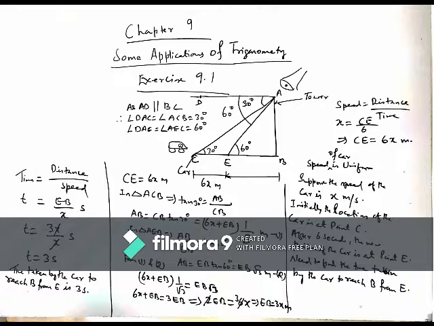Let us go for the next question. Let us have a glance at what it says. Question number 8: a statue 1.6 meter tall stands on the top of a pedestal, meaning a platform. From a point on the ground, the angle of elevation of the top of the statue is 60 degrees, and from the same point, the angle of elevation of the top of the pedestal is 45 degrees. Find the height of the pedestal.